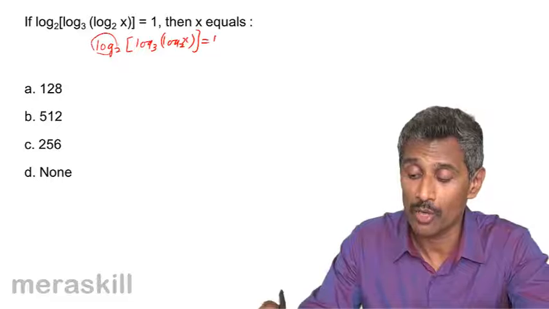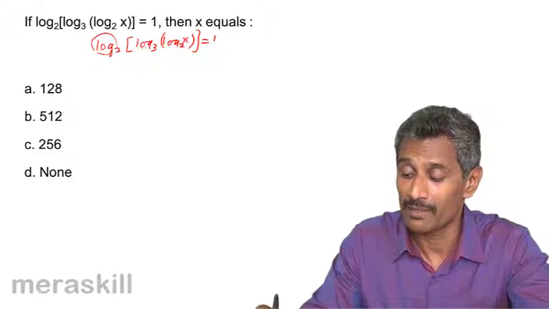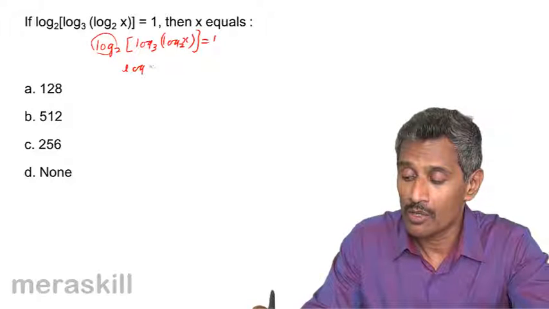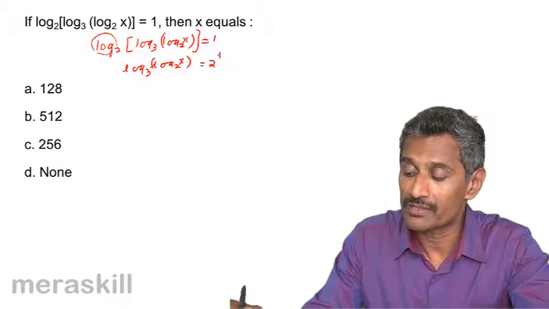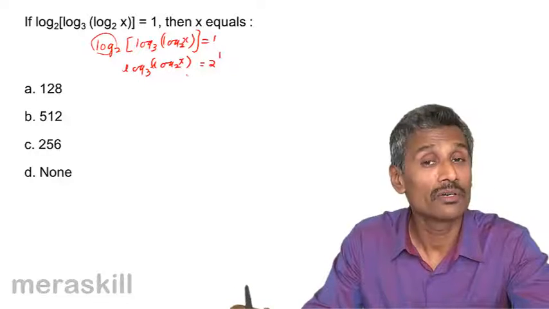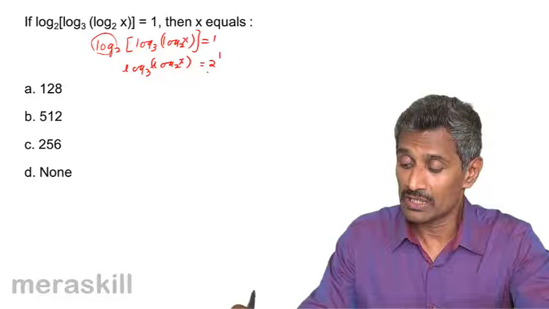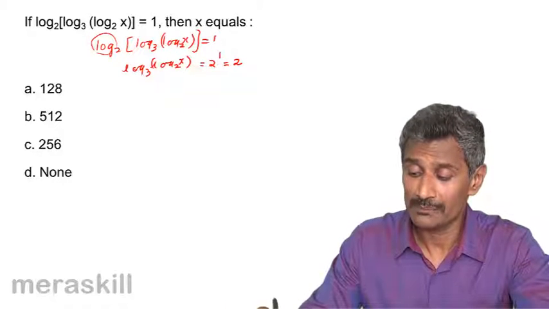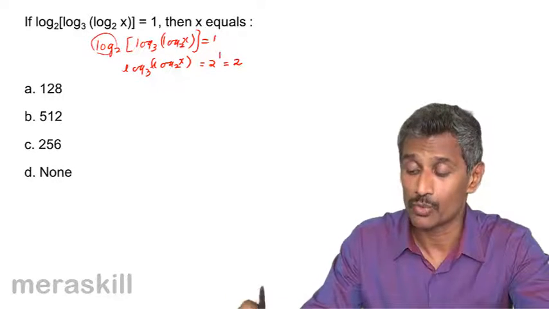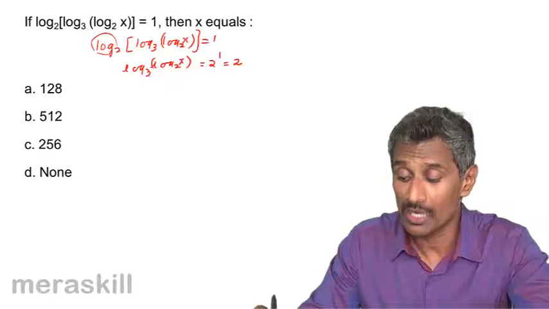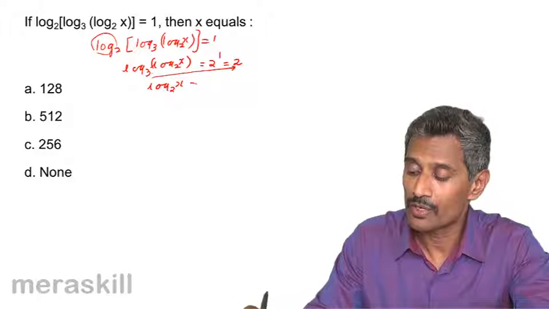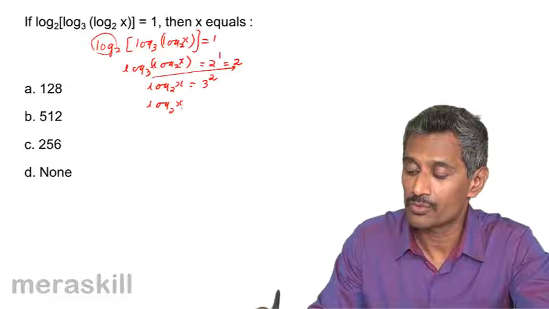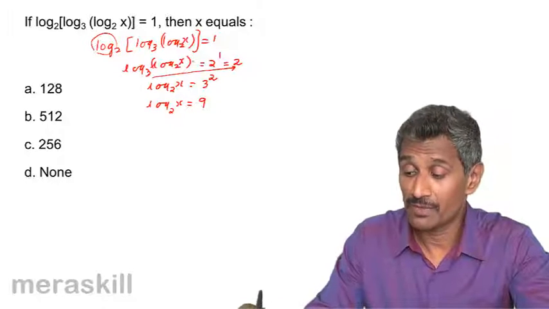To do away with this log, log of any number to any base is nothing but the exponential form. So log of log x to the base 2, to the base 3, would be equal to 2 raised to 1. So log of all this is 2 raised to 1, which turns out to be 2. That means log of log x to the base 2 to the base 3 is 2. Now further we need to do away with this log, again change it to exponential form. So log x to the base 2 is equal to 3 square, that means log x to the base 2 is 9. We need to find the value of x.